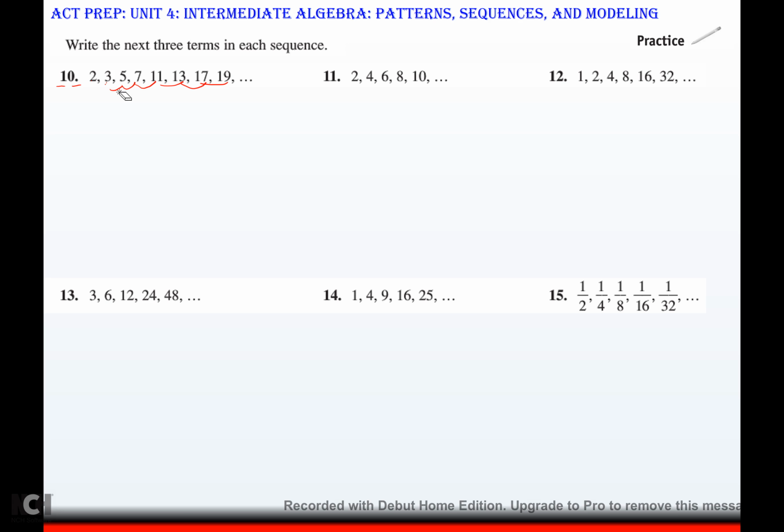So when I Googled it, I guess I could have looked in the ACT book, but when I Googled it, it said, if you ignore these, okay, and you take 5 and you add 6, that's 11, which isn't the next term, but it's this term. So what if I take 7 and I add 6? I get 13, which isn't the next term, but it's the one after. So what if I take 11 plus 6? That's 17. It's not the next one, but it's the next after.